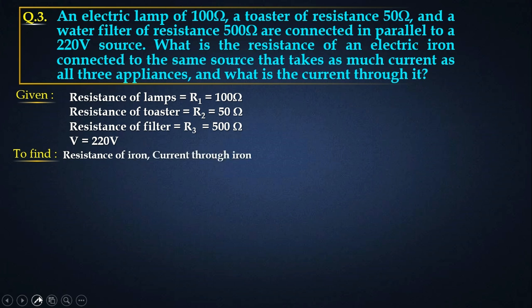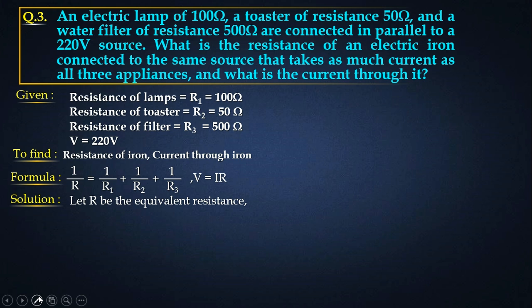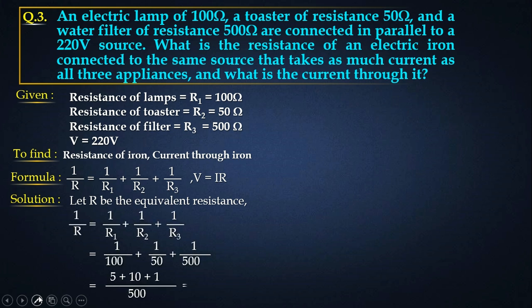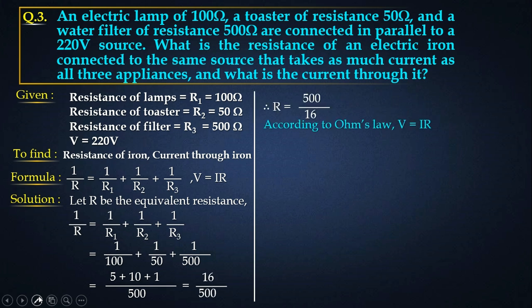So here three resistors are given, and the voltage is given. First of all, let me find the equivalent resistance: 1 by R equals 1 by R1 plus 1 by R2 plus 1 by R3. So 1 by 100 plus 1 by 50 plus 1 by 500, where 500 is the LCM. So R equivalent is equal to 500 by 16 when we reverse it.